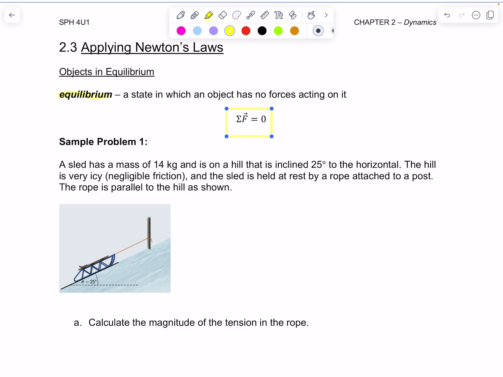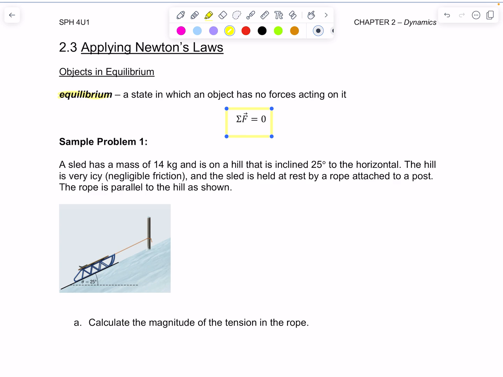Let's start right away with sample problem number 1. A sled has a mass of 14 kilograms and is on a hill that is inclined at 25 degrees to the horizontal. The hill is very icy, so friction is negligible, and the sled is held at rest by a rope attached to a post. The rope is parallel to the hill as shown. Part A. Calculate the magnitude of the tension in the rope.